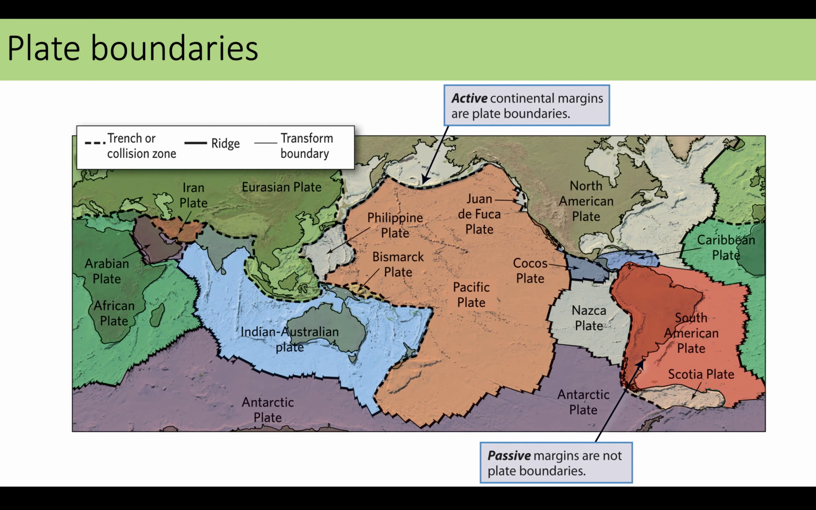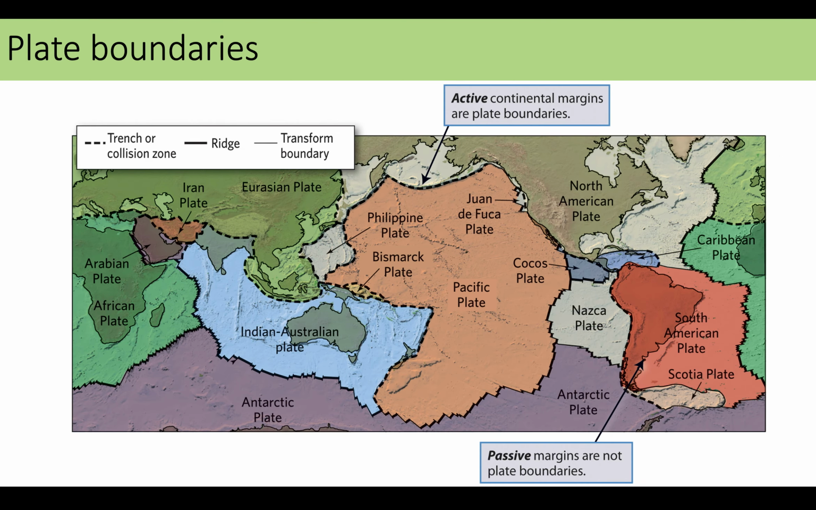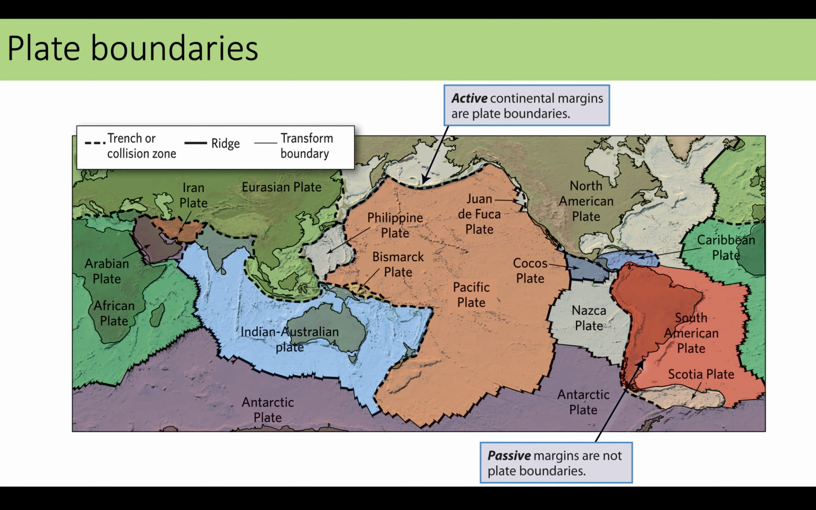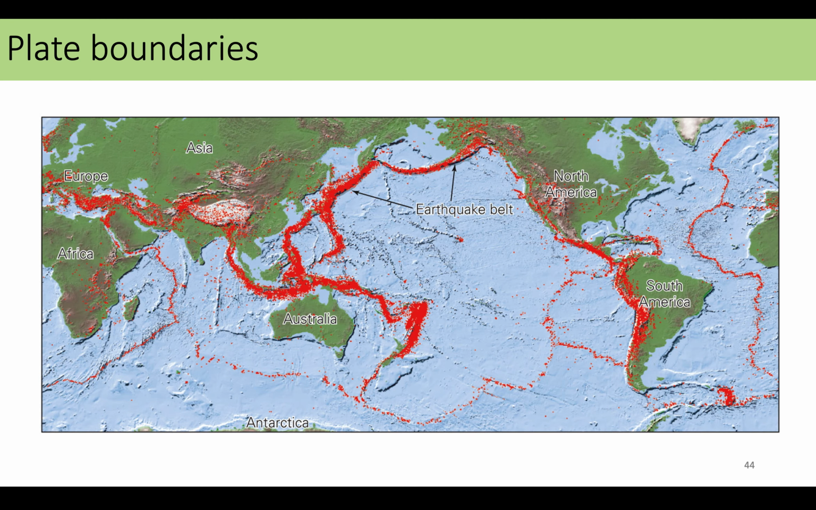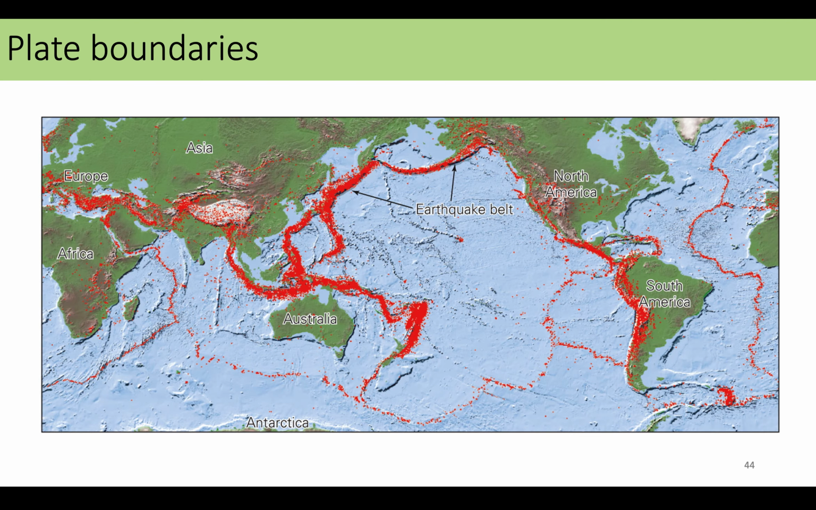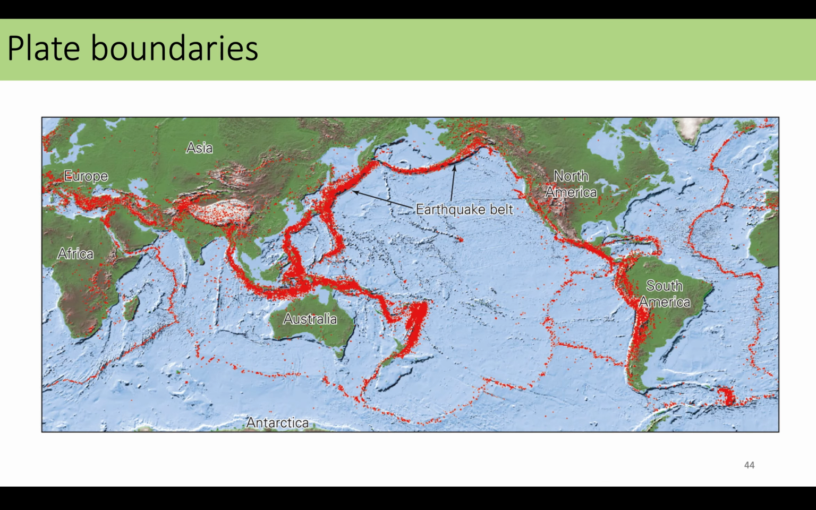So if we look at our plate boundaries, and then we look at the map of earthquakes on Earth, you'll notice there's a really serious pattern where we have our active margins and our plate boundaries. We see a lot of earthquake activity. Almost all of our earthquake activity actually happens right on those plate boundaries. Interesting.